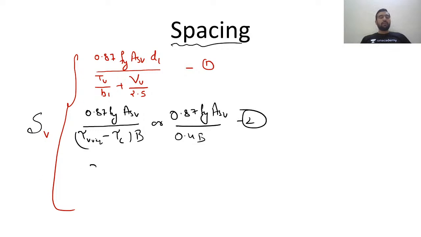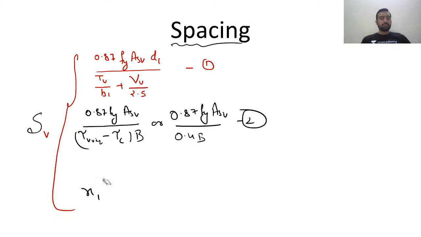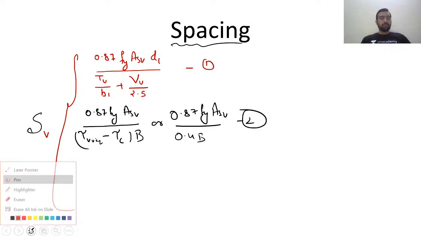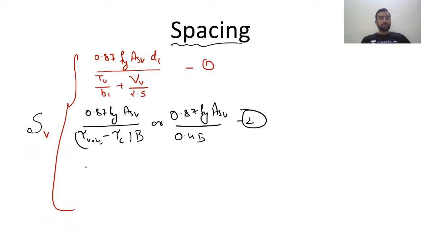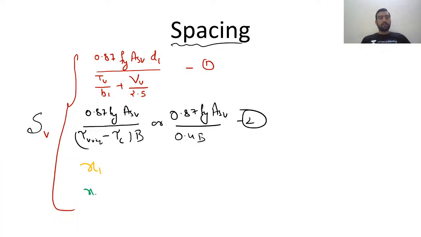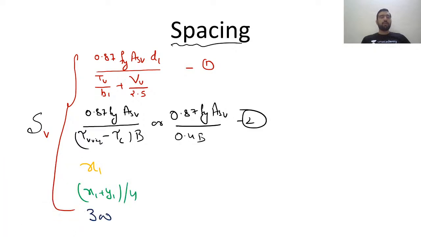Third one was x1. Fourth one was x1 plus y1 by 4. And fifth one was 300 mm.